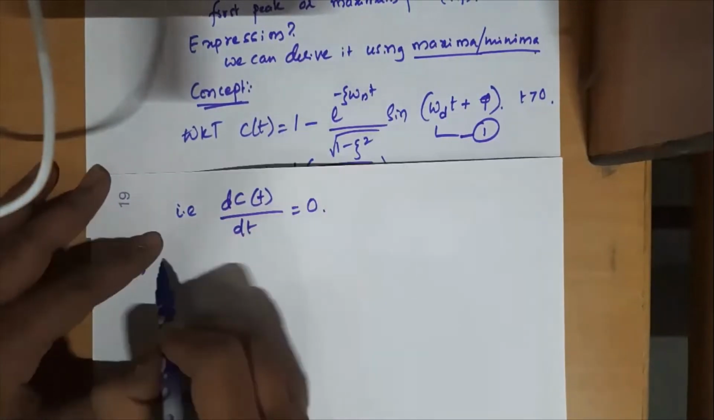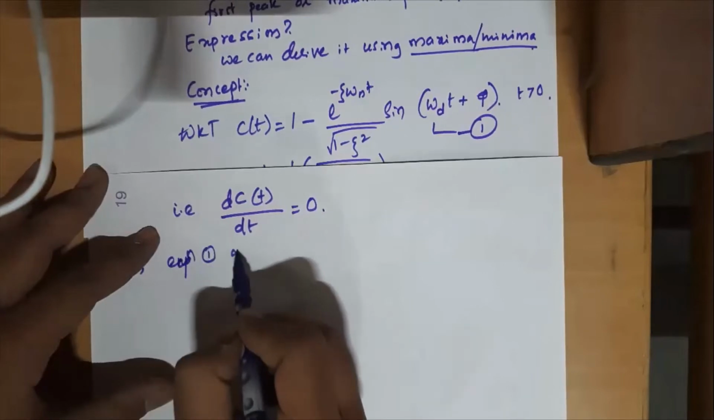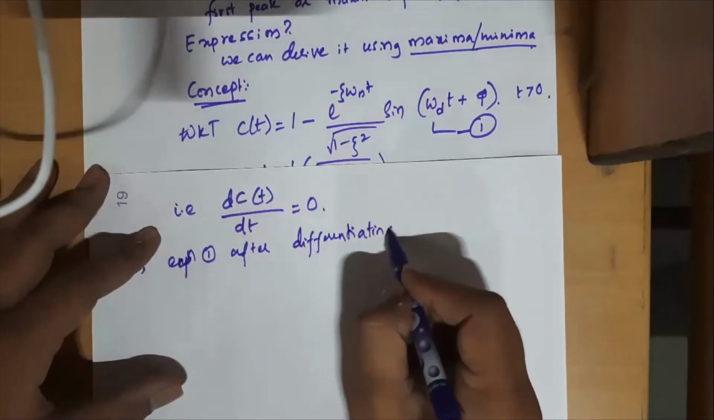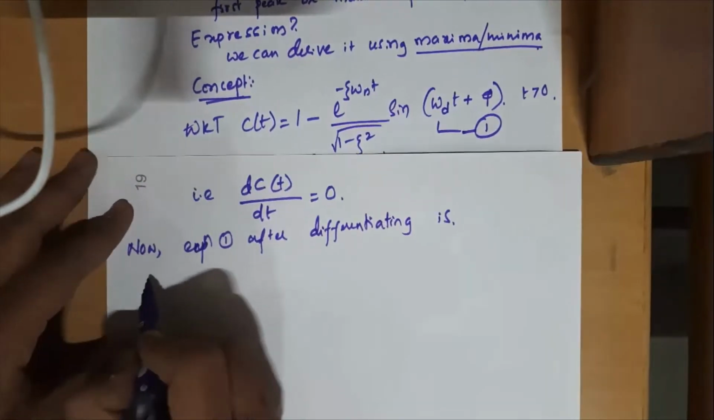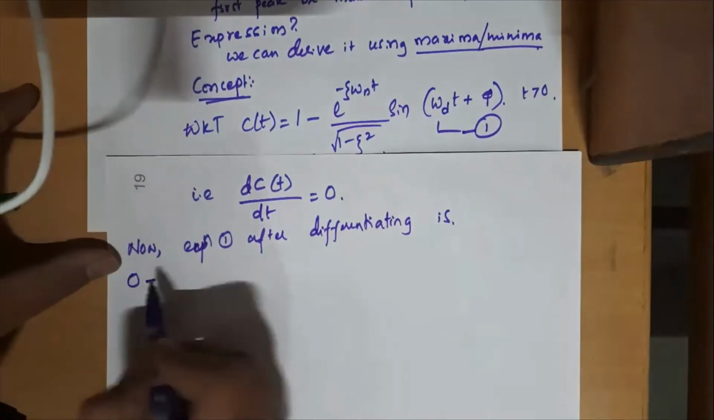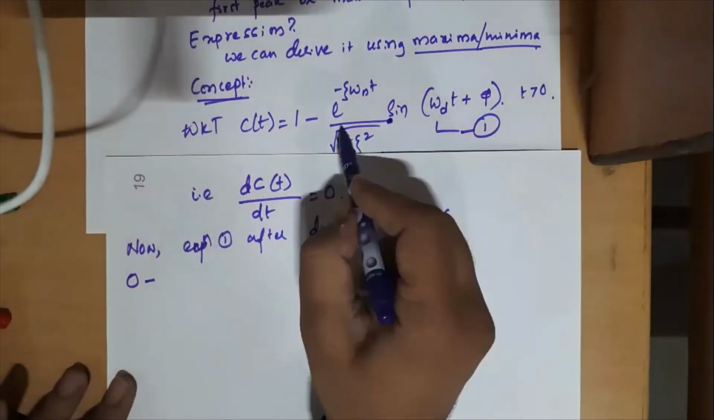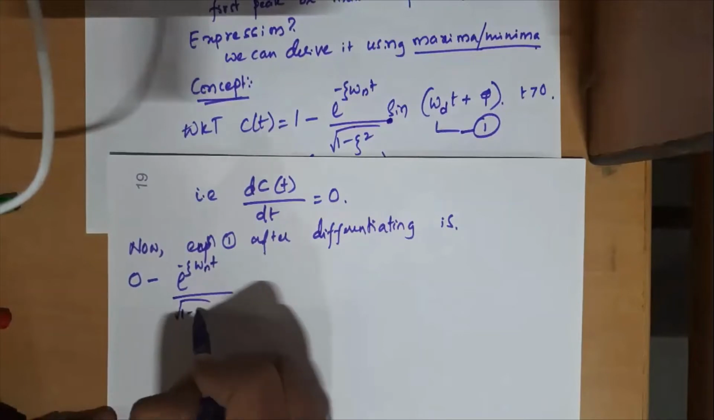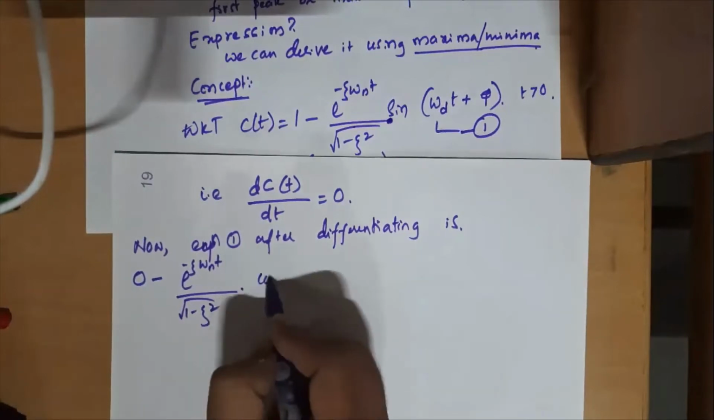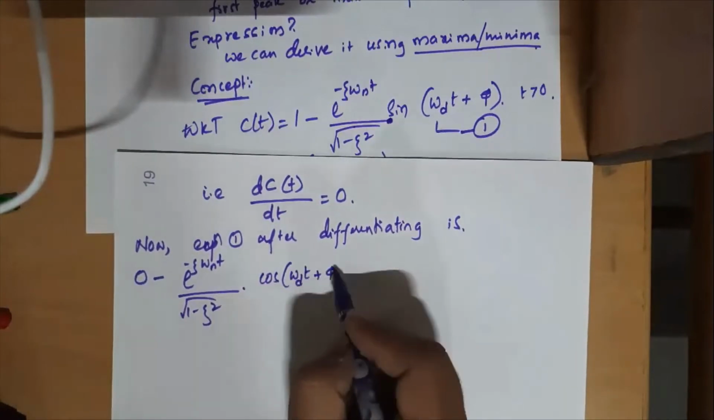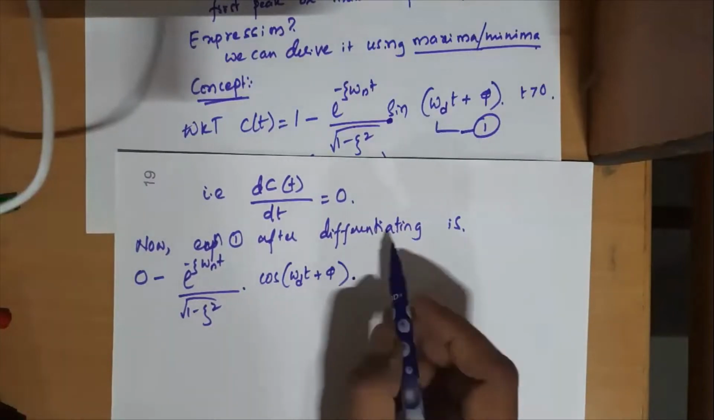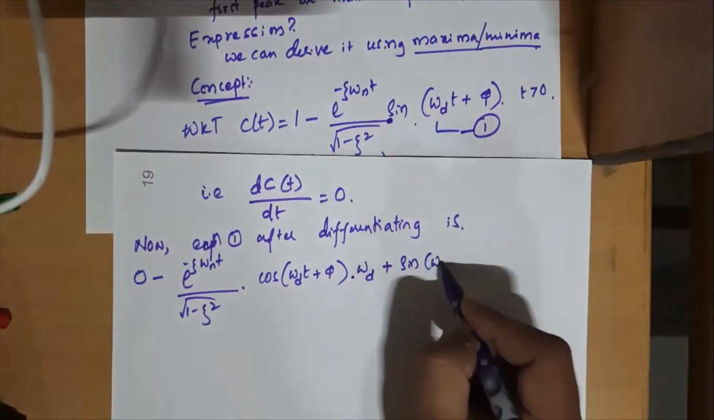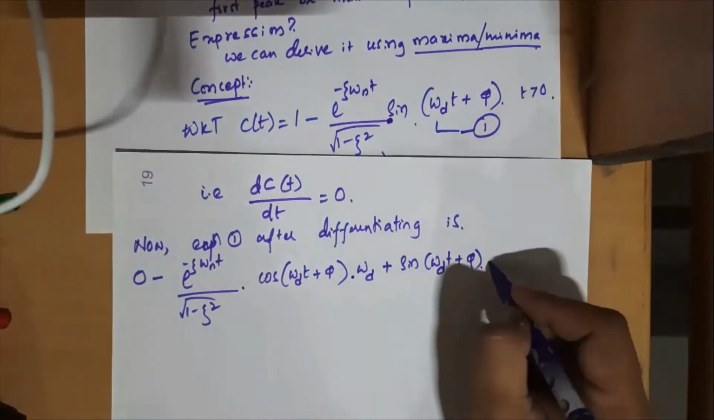So first, the unity 1, which is a constant. Differentiation of a constant is 0 because it doesn't vary with respect to time. So 0 minus. Now we have two terms, e raised to minus zeta omega n t and sin omega d t, two terms associated with time. So I'll keep the first one as it is and differentiate the second one. So sin will become cos omega d t and into omega d. Simplest of the simplest. Next I'll keep the second as it is and differentiate the first one.